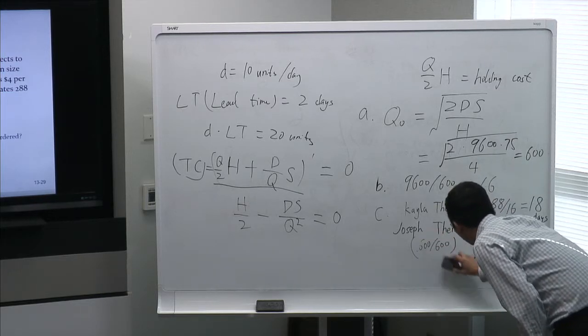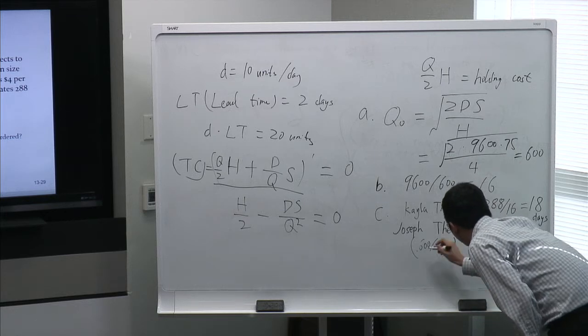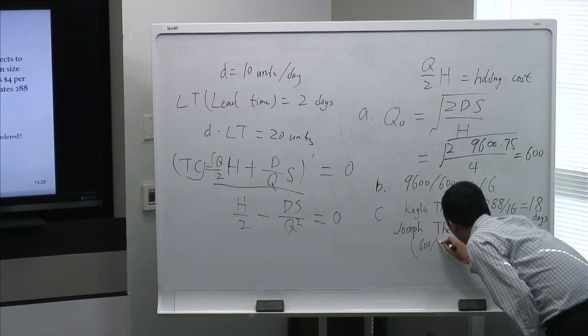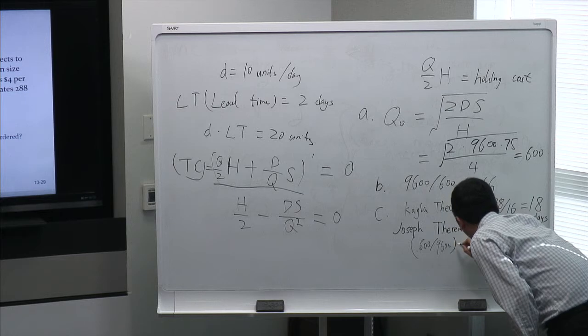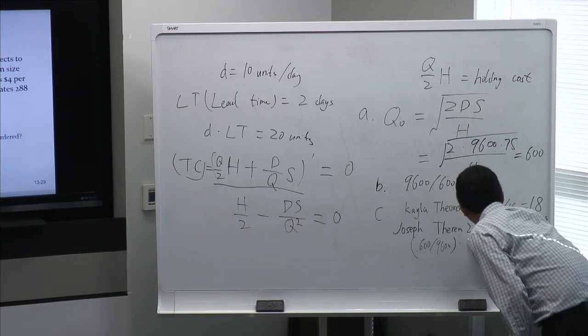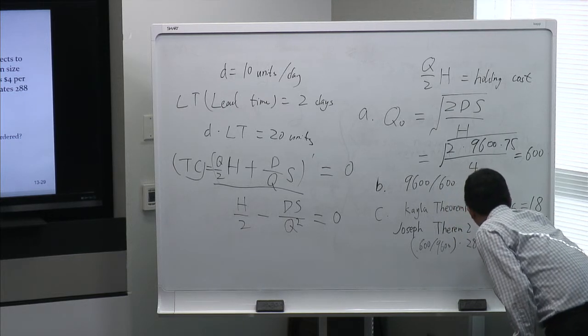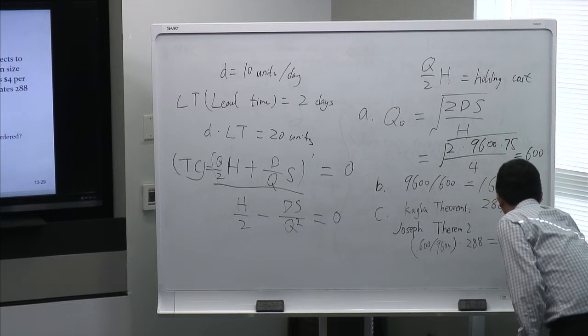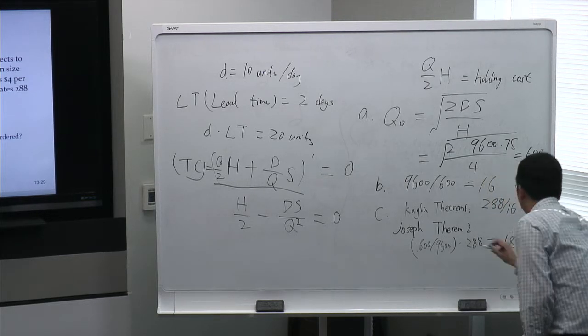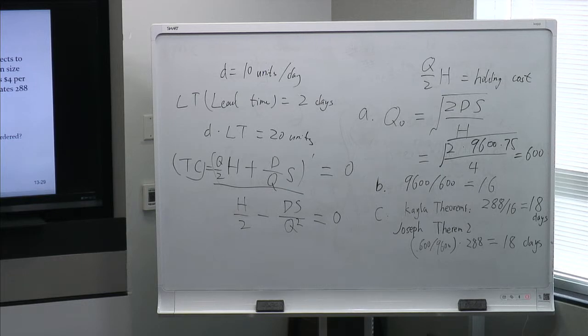Yeah, I understand. So it's 600 divided by 9,600 and times 288 days. And you get 18 days. Could you explain why you use this formula to calculate part C? I thought that would give me the demand per day, and then multiplying it by 288 days would tell me how many cycles were in the annual year.